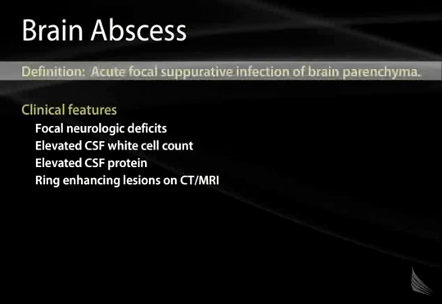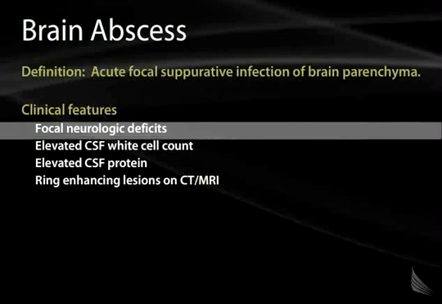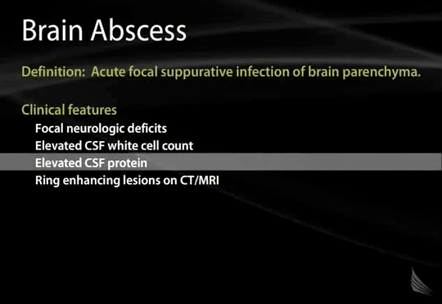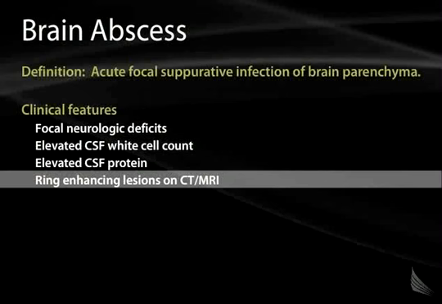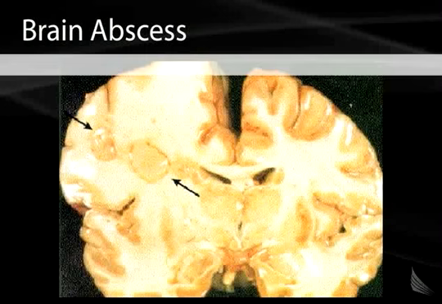A brain abscess is defined as an acute focal suppurative infection of the brain parenchyma. Here, for one reason or another, an infection has set up shop in the brain. The findings are usually focal neurological defects that, depending on where the abscess is located, headache, fever, elevated CSF white cell count on LP, elevated CSF protein, and usually a ring-enhancing lesion is seen on CT or MRI. Here's a gross specimen showing you a brain abscess, and you can see the ring around it. That is the typical action of an abscess. It builds a wall around it, usually composed of your own body's neutrophils trying to attack the abscess, but unable to get through completely.